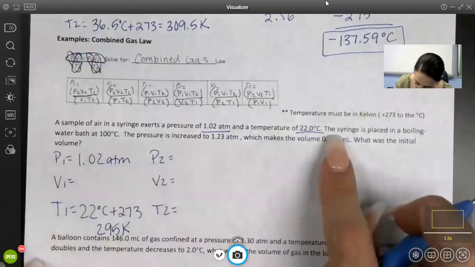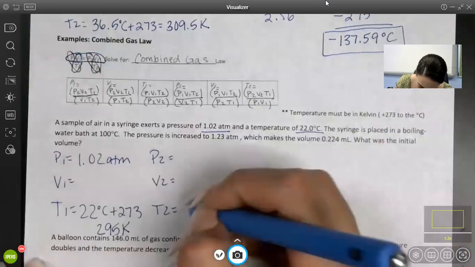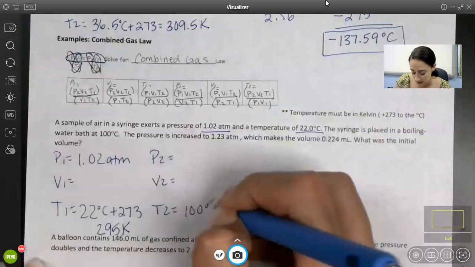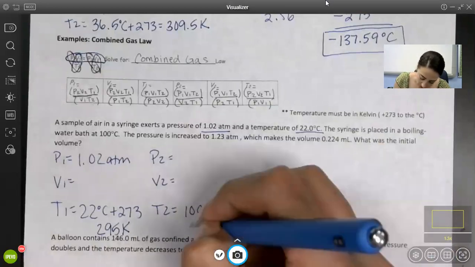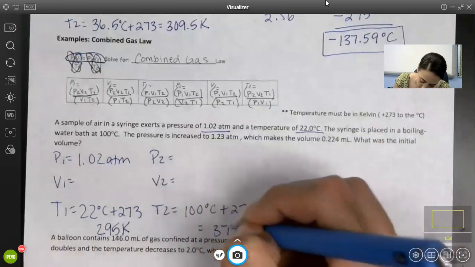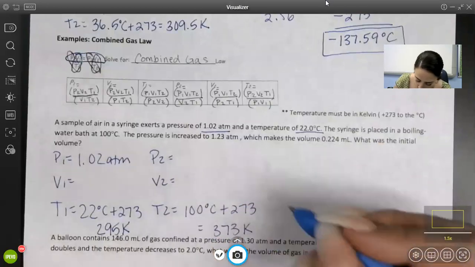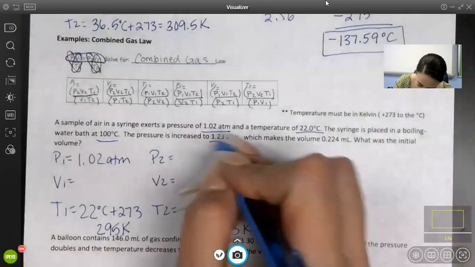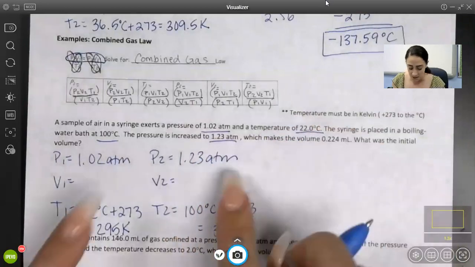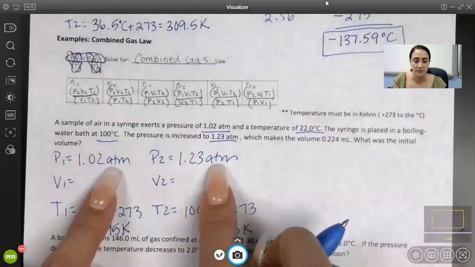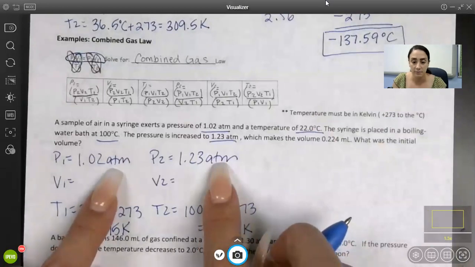The syringe is placed in a boiling water bath at 100 degrees Celsius. So that is your second temperature. You need to add 273, and we end up with 373 Kelvin. Okay. The pressure is increased to 1.23 atm. This is a good thing because both of our pressures are in atm, so they match. You don't have to convert them.